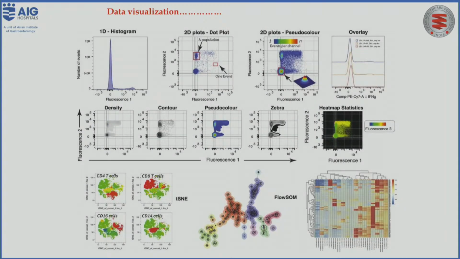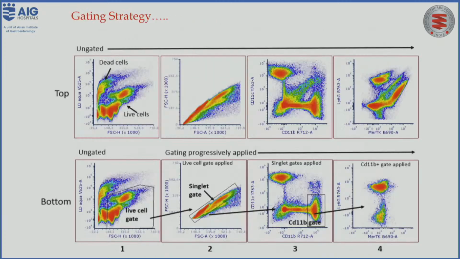So for data visualization, we can visualize the data using different platforms. Here we can use dot plots, color, and different display visualizations. An important strategy is the gating strategy: how we are going to separate the cells after labeling the cells.